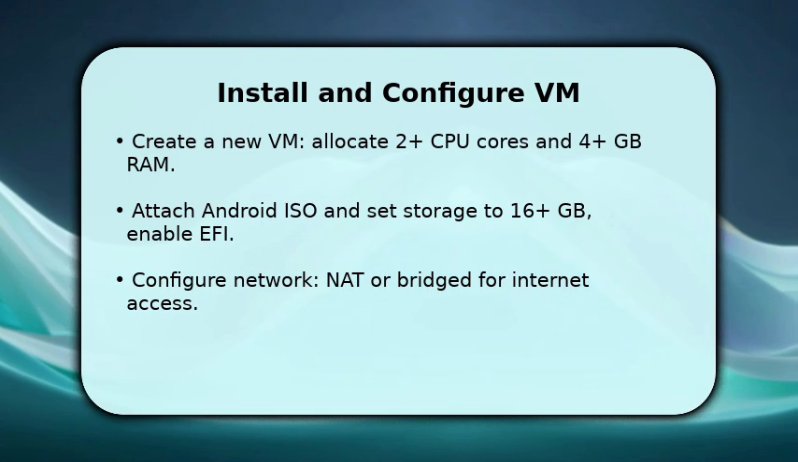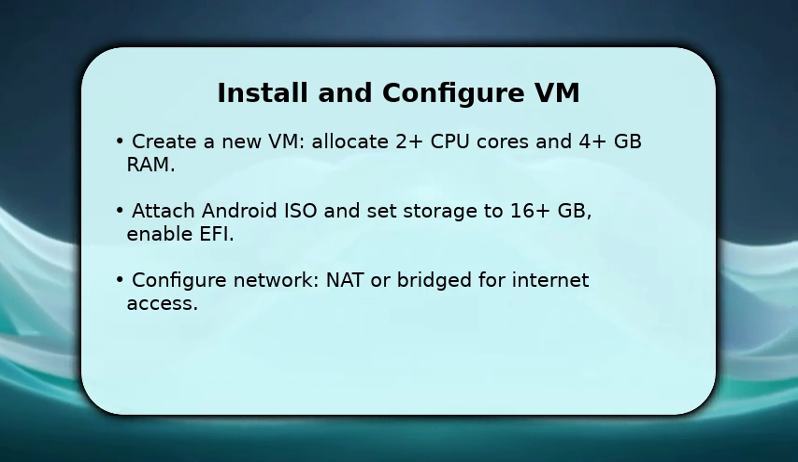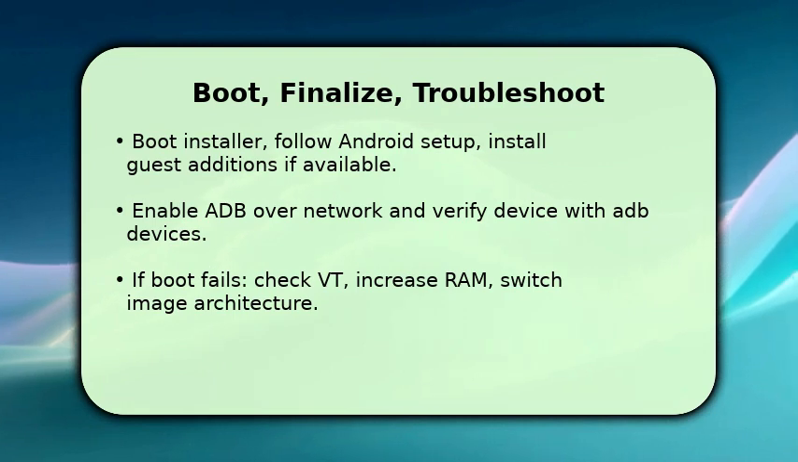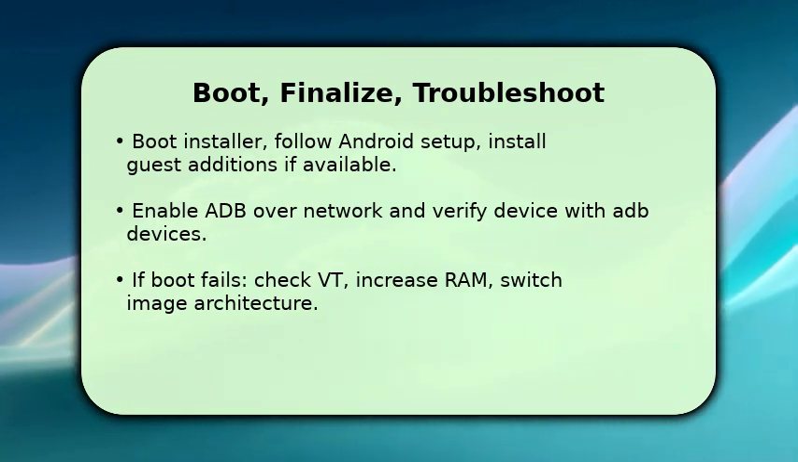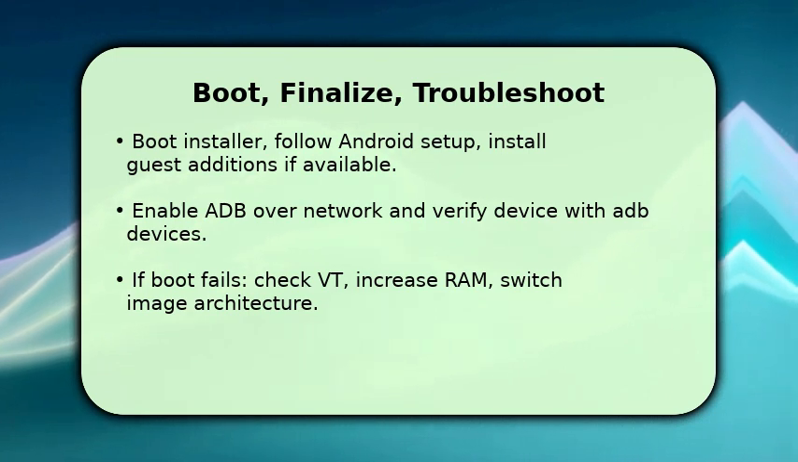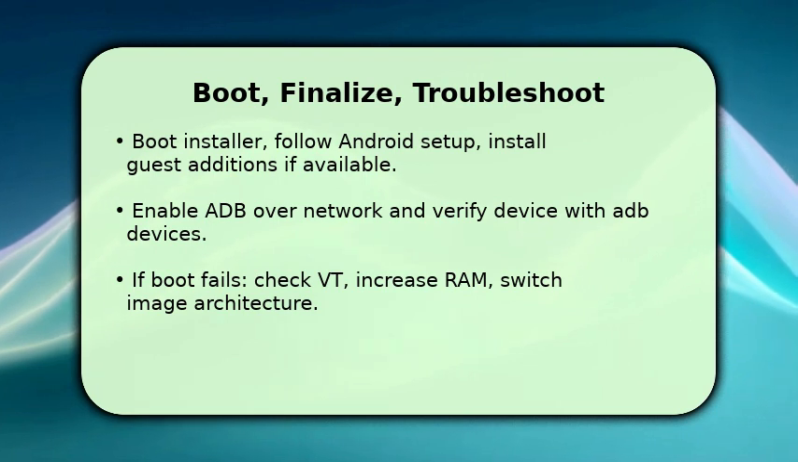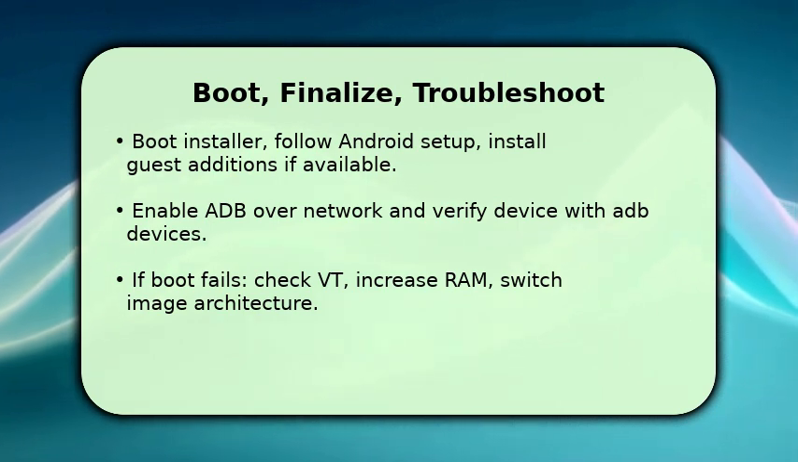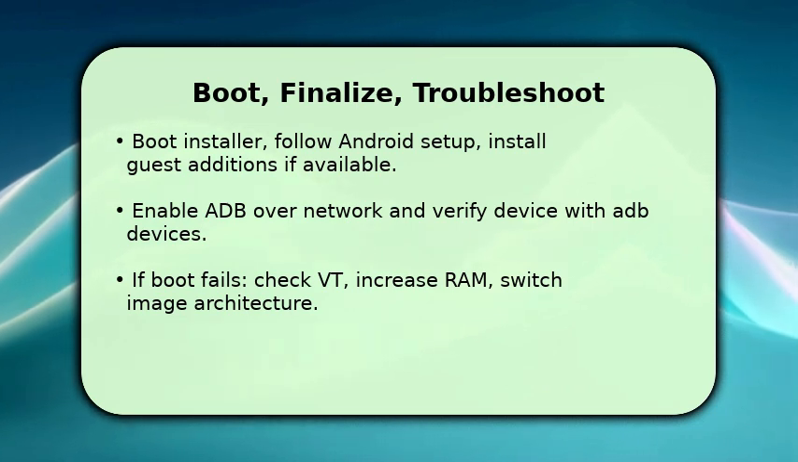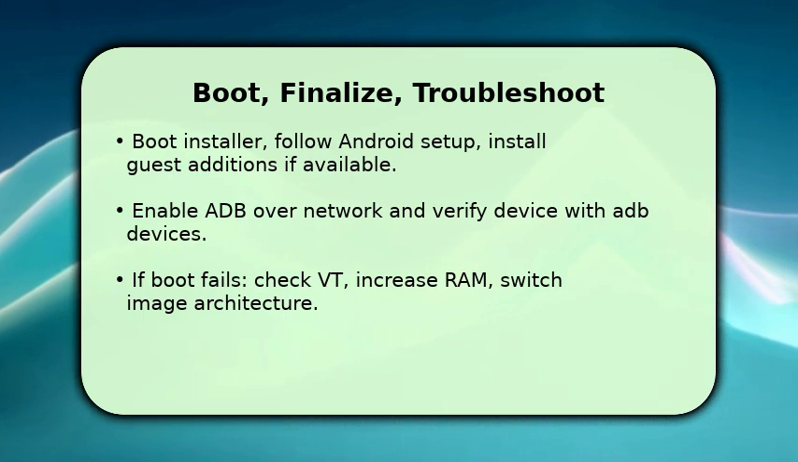Now, so apps and files move between windows, you boot the VM and run through the Android installer. Follow on-screen prompts to set up the account and permissions. Once running, install any guest additions or tools the hypervisor provides, and enable ADB over the network so you can deploy APKs from Windows.